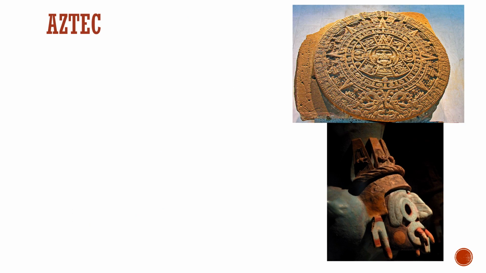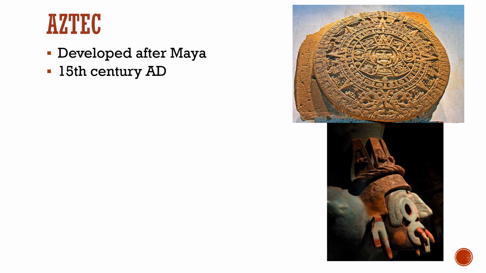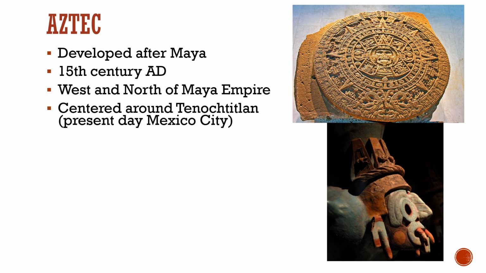Then after the Mayans, the Aztecs, this civilization became more popular or populated around the 15th century AD. So this was west and north of the Mayan Empire. It centered around what today is Mexico City, so Tenochtitlan. Probably butchered that, sorry. But it kind of centered around that, and that's why Mexico City is so large. This was one of the main civilizations that led to present-day Mexico City.